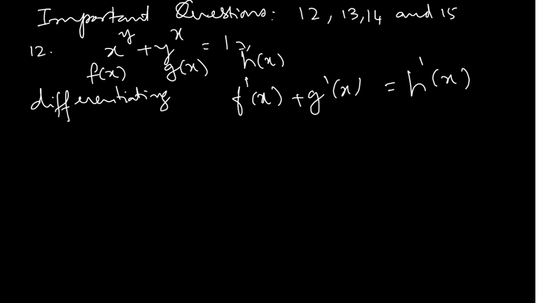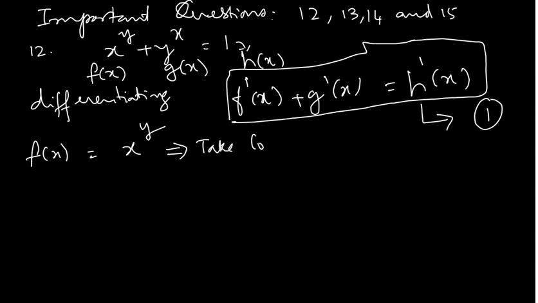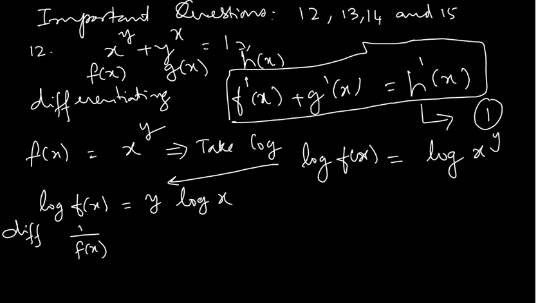So now we will do the things separately and then substitute into this one. This is equation 1. So f of x equal to x to the power of y. So take logarithm. Then you get log f of x equal to log x to the power of y. Before differentiating, you write it as log f of x equal to y log x, as that y will come into the front. Now differentiate: 1 by f of x into f dash x equal to, so uv rule here.